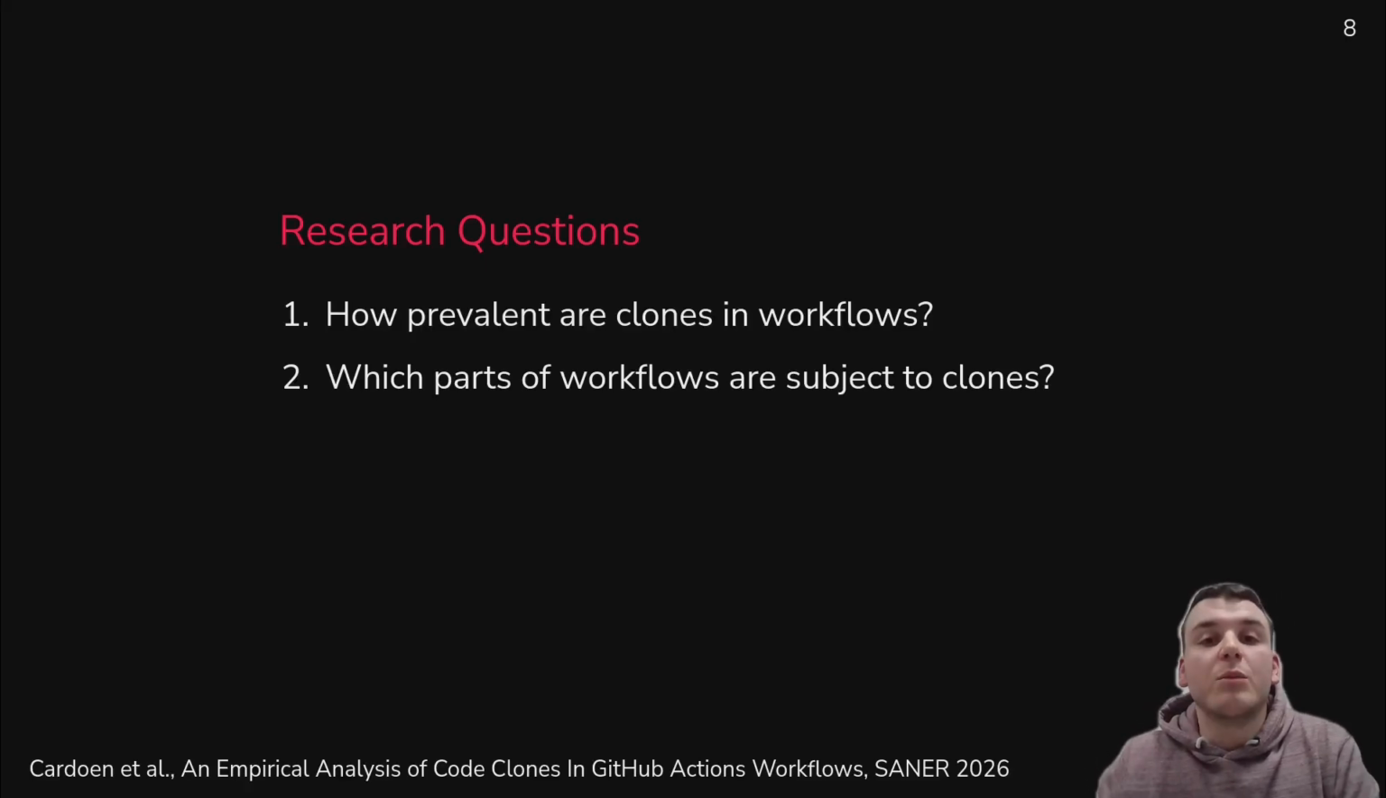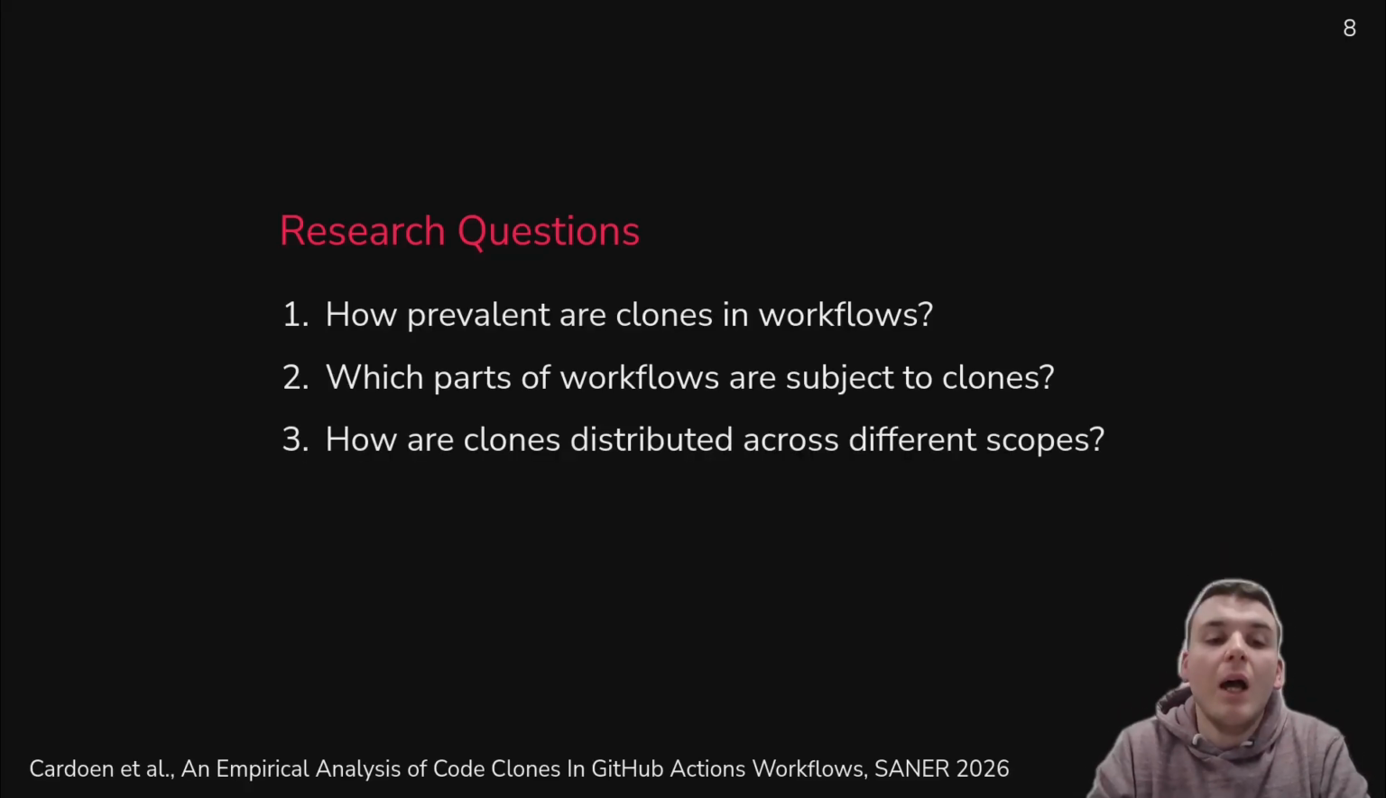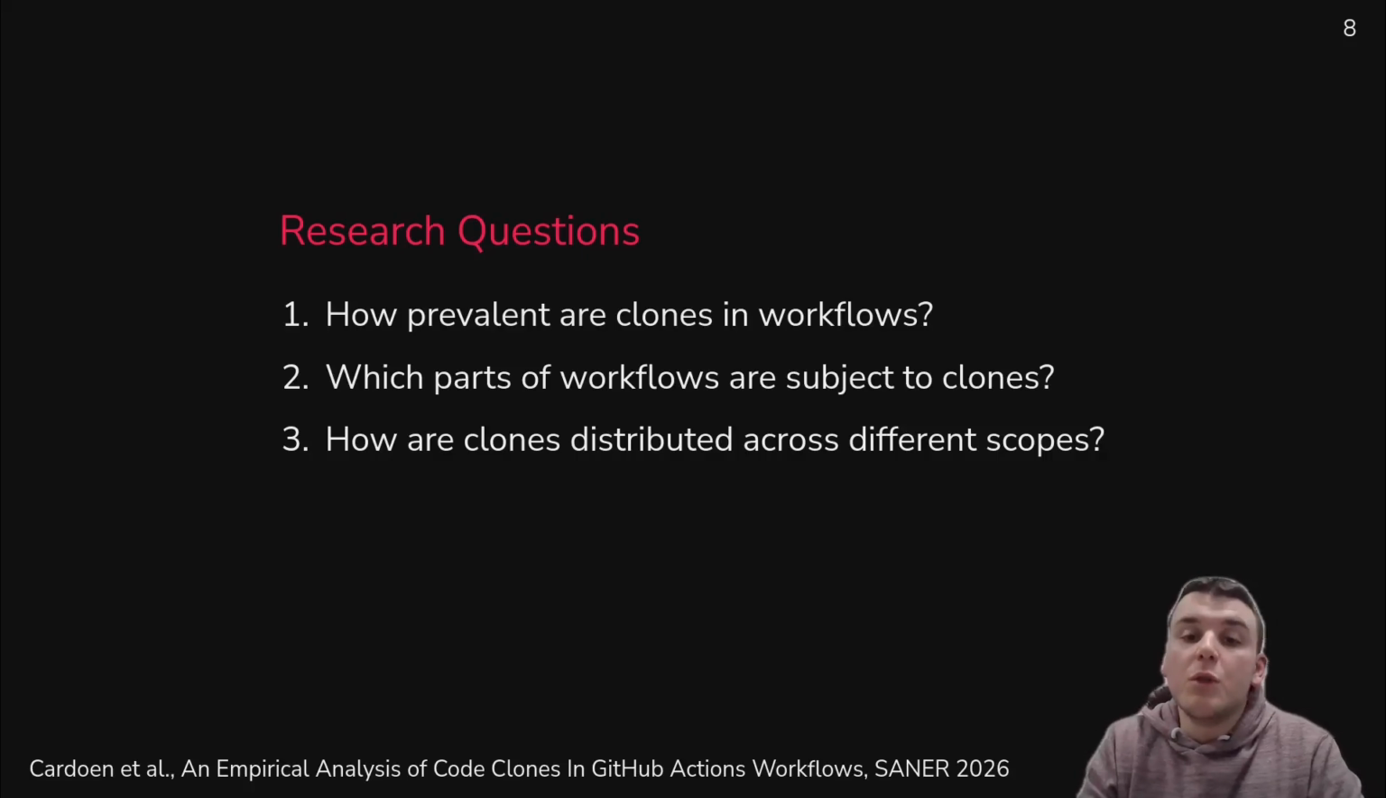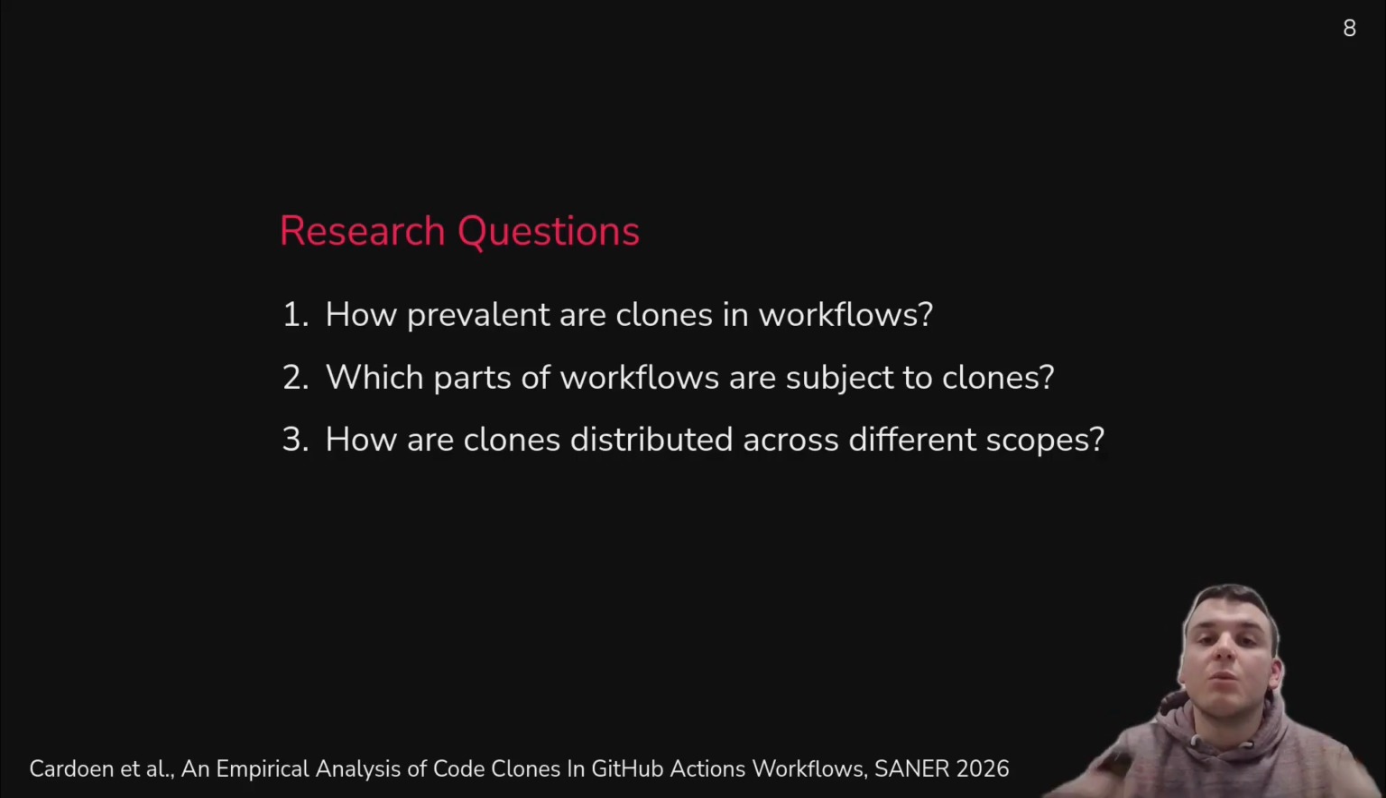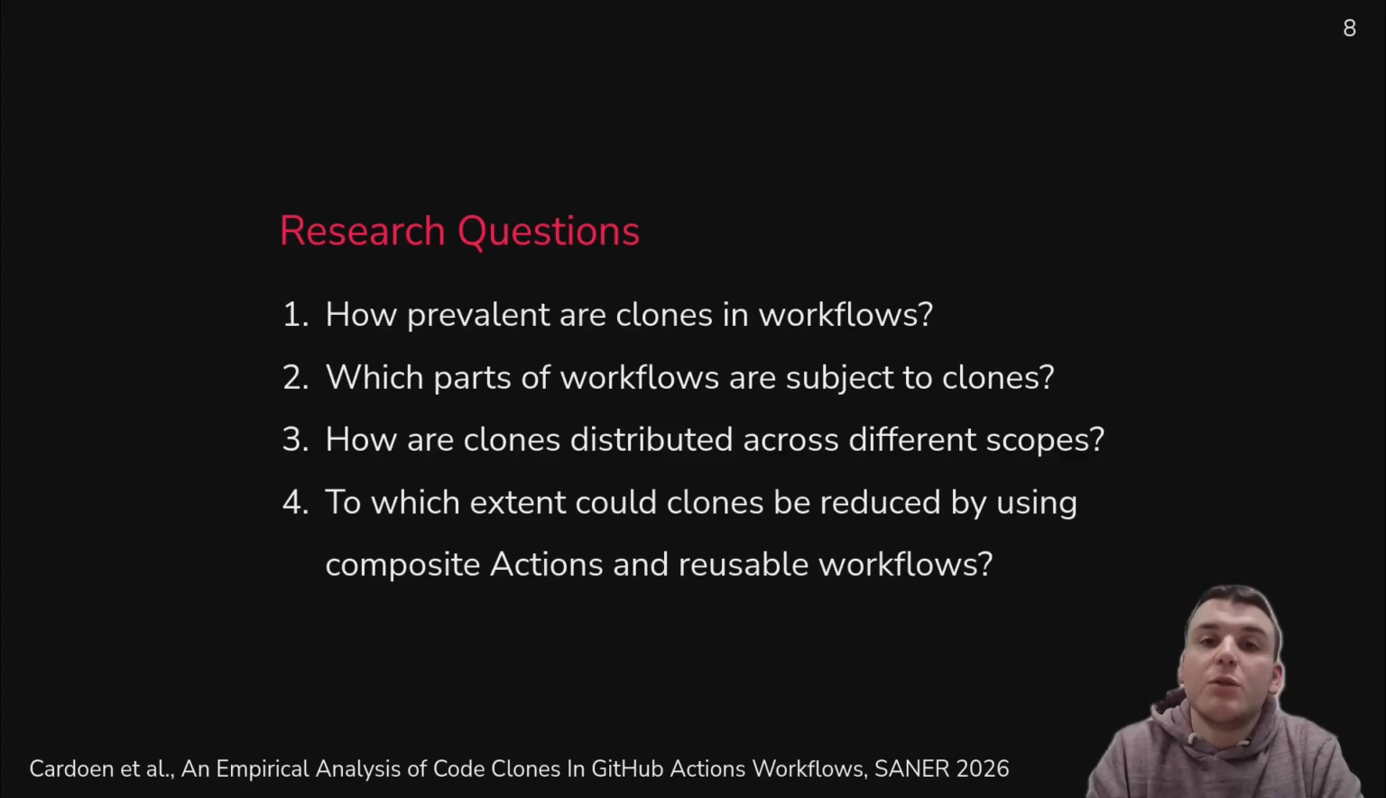Or maybe we find more clones in the sequence of steps of some jobs? Are our clones distributed across different scopes? For example, do we find more clones within the same workflow file, or do we find more clones within workflow files of the same repository? And finally, to which extent could this clone be reduced by using composite action or reusable workflow, which are built into GitHub Actions?